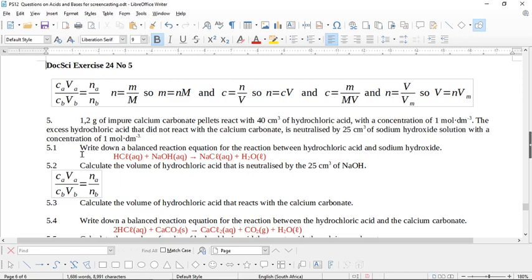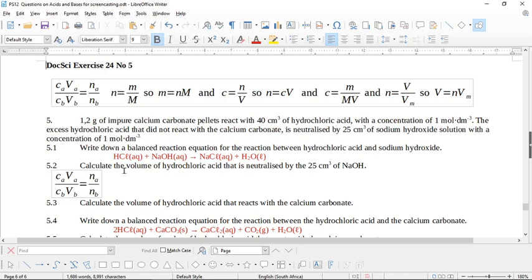So it says here, write down a balanced equation for the reaction between the hydrochloric acid and the sodium hydroxide. An acid plus a base gives you a salt and water, so hydrochloric acid plus sodium hydroxide gives you sodium chloride and water. And because the hydrochloric acid is a monoprotic acid, then we only have a ratio of 1:1 here.